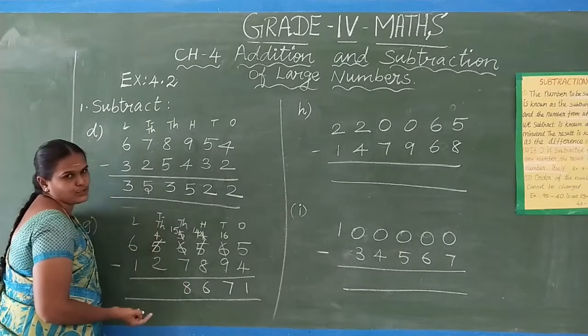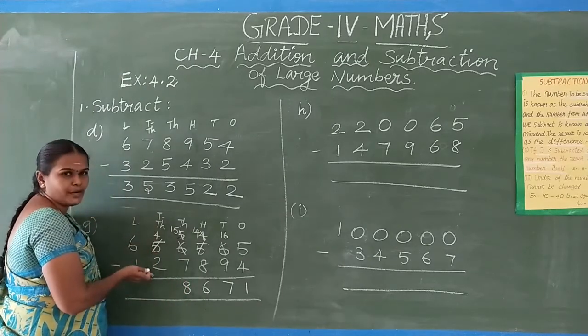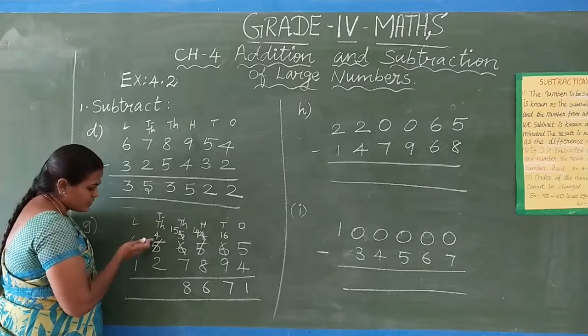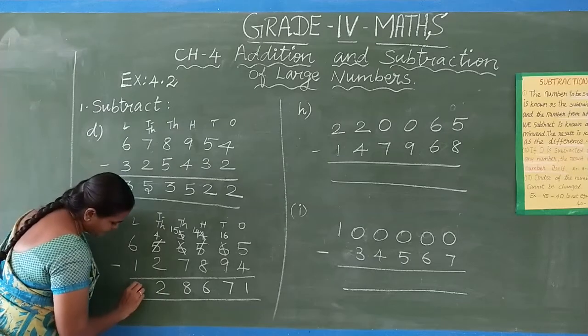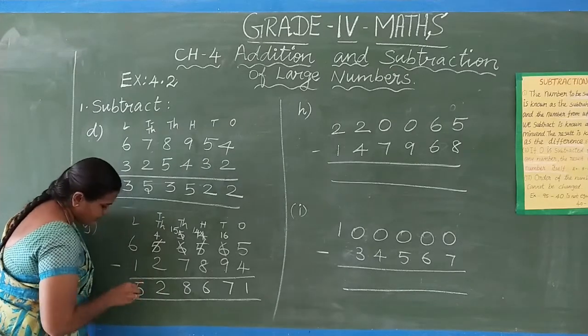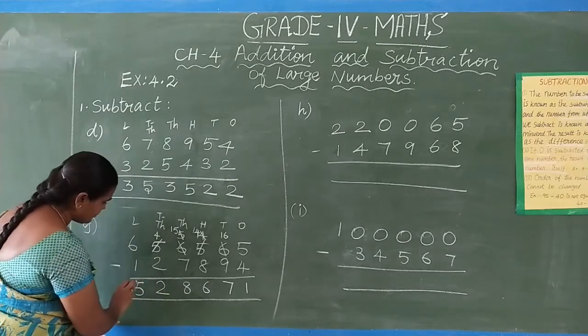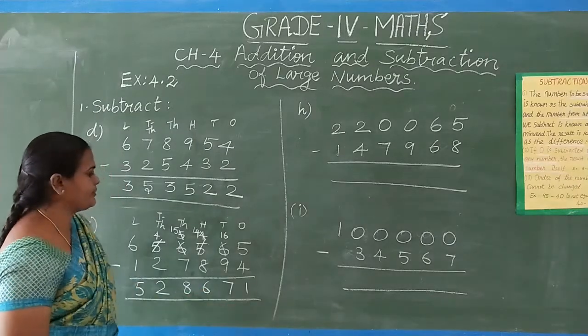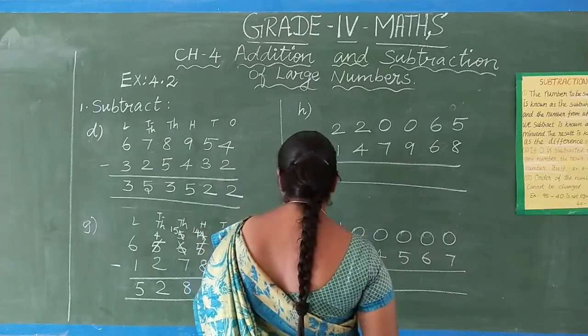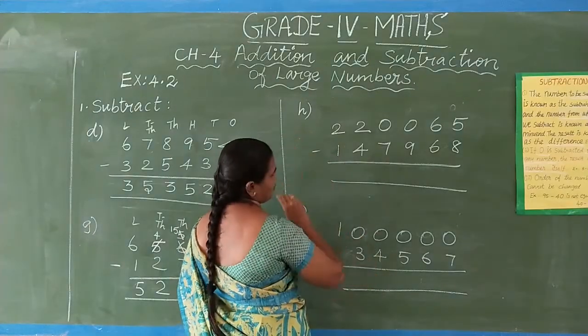Then 4 minus 2. So big number minus small number. So no need for borrow. Subtraction 4 minus 2, 2. 6 minus 1, 5. So 5 and 20,671. Okay, next sum. H.